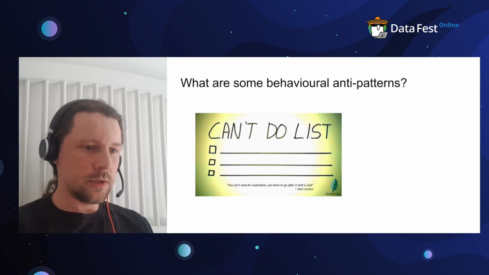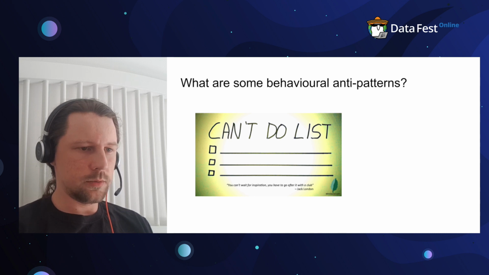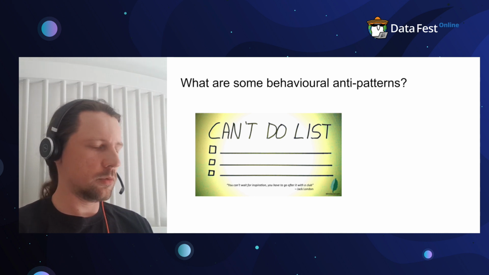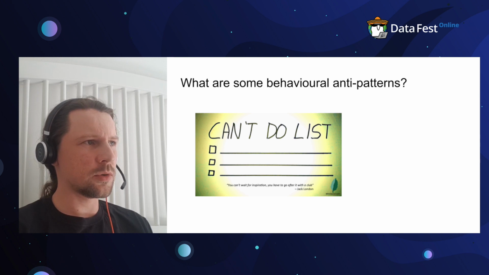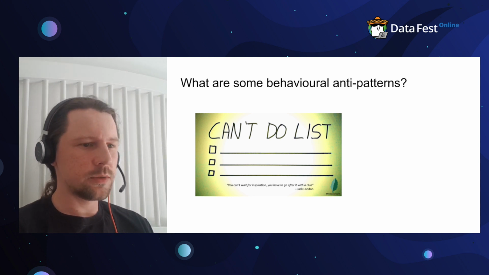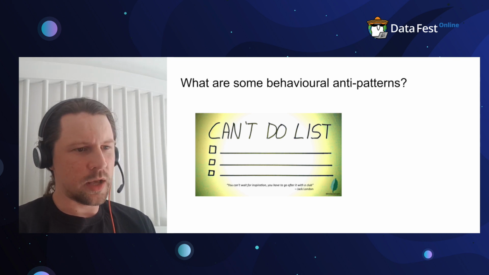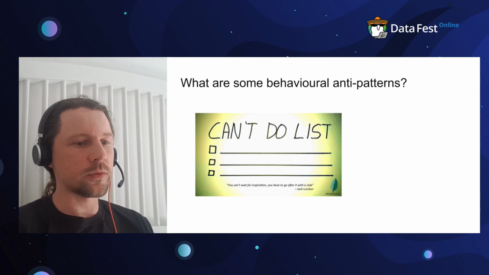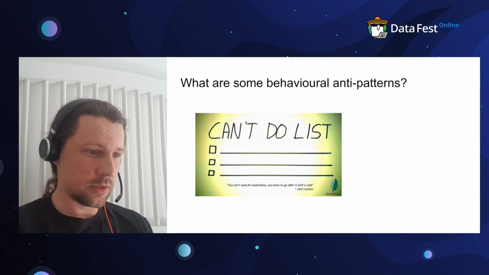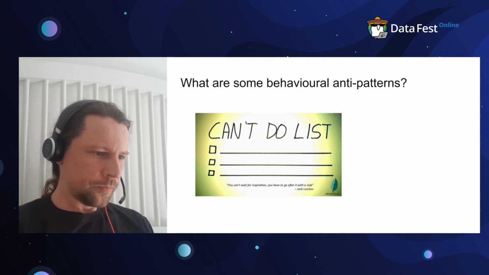Other thing I noticed is blaming. So like, okay, our project failed because this team didn't do this, other team didn't do this, and somebody else didn't do this. So blaming others is, I think, one of these behavioral anti-patterns that doesn't let you grow.